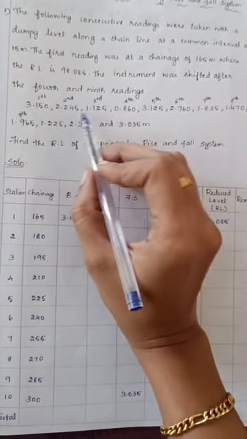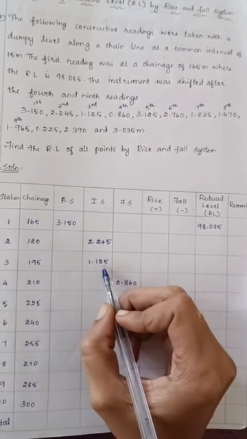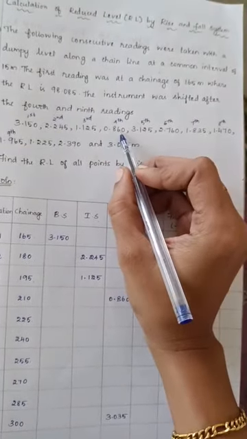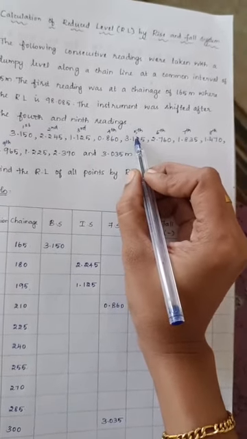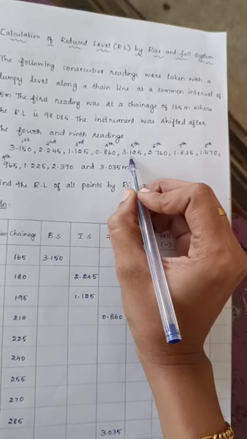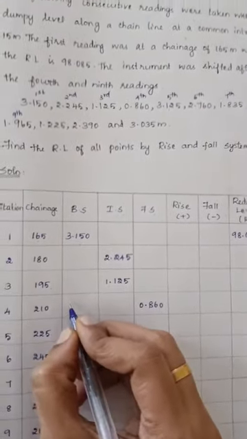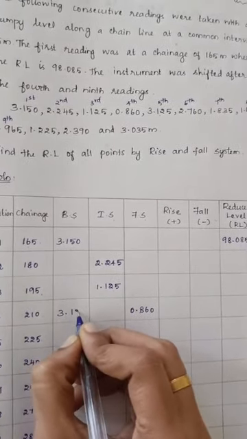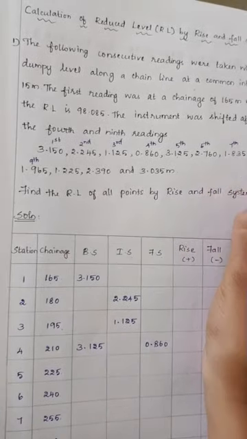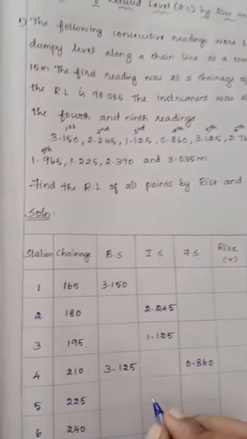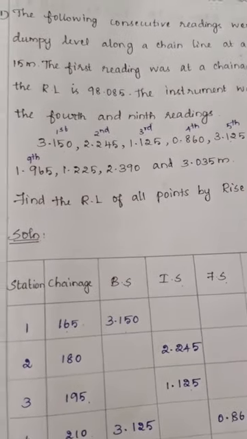The values between, 2.245 and 1.125, should be entered in the intermediate sight column. Then the value next to the changing point, that means the fourth point to the fifth point, the first value must be entered in the backsight column. Therefore, 3.125 should be entered in the backsight column. After that, the 6th, 7th, 8th values should be entered in the intermediate sight column.